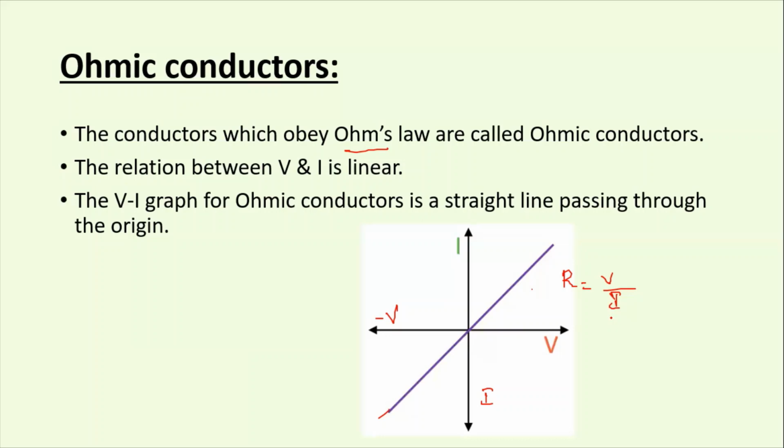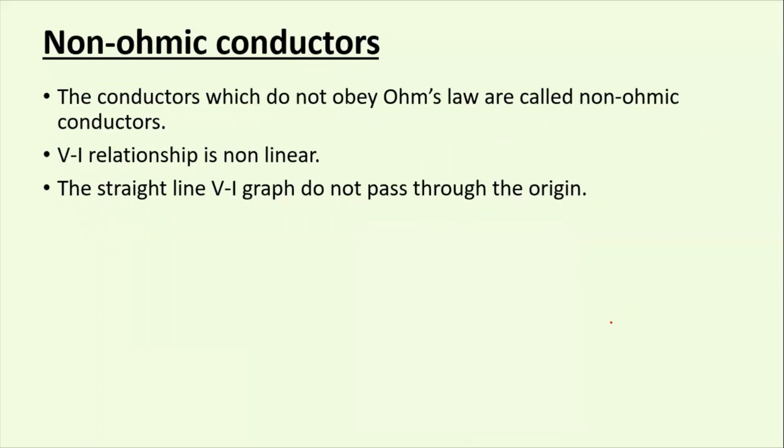If the conductors do not obey this, then they are called non-ohmic conductors. So what will happen? This VI relationship will not be linear. The straight line of the graph, the VI graph, will not pass through the origin. Okay, so we will discuss many examples now.